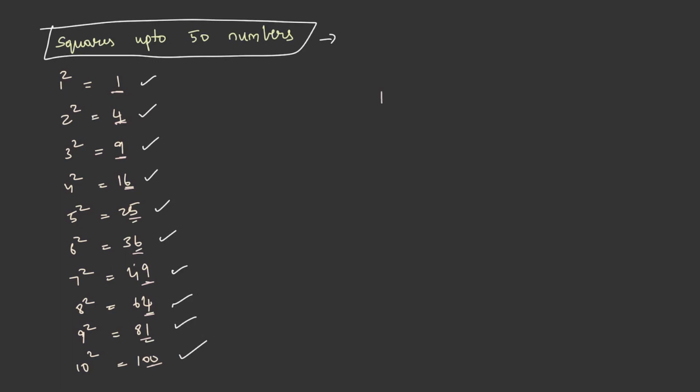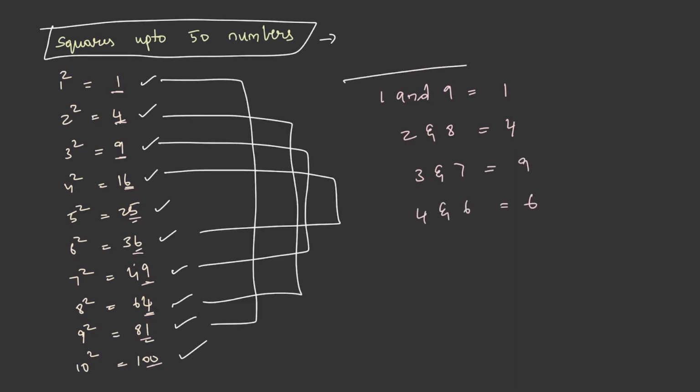That is, for square of 1 and 9, the units digit is 1. Similarly, for 2 and 8, it is 4. And for 3 and 7, it is 9. For 4 and 6 it is 6. By using this, we can find out the square root of any number.